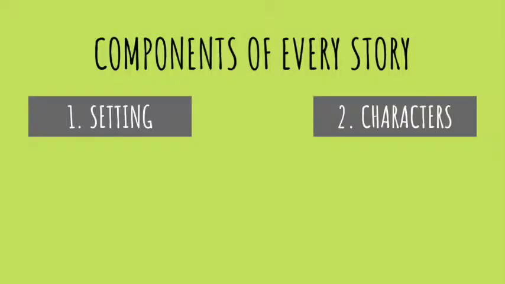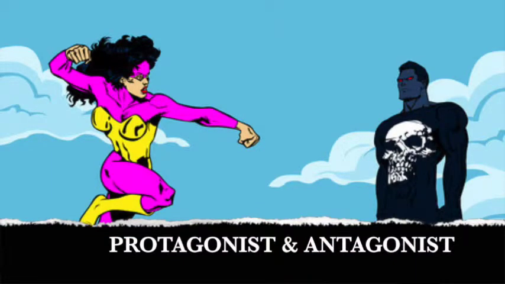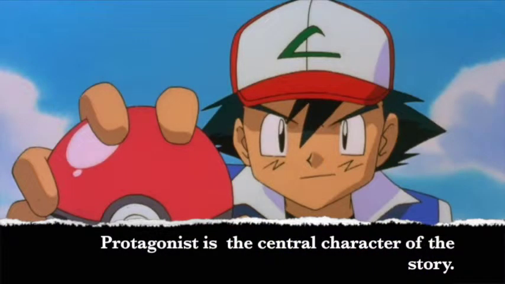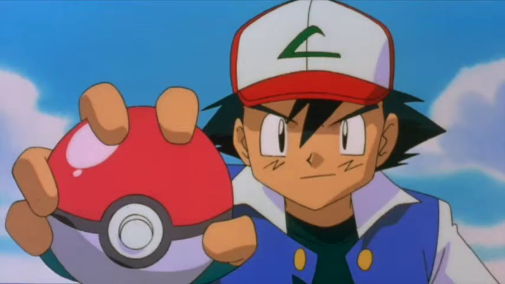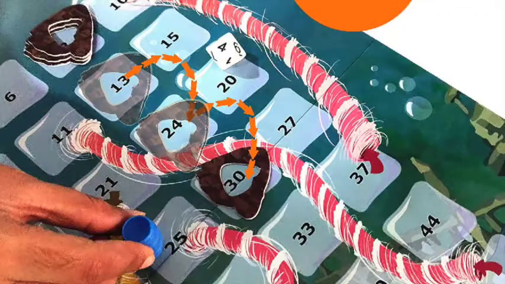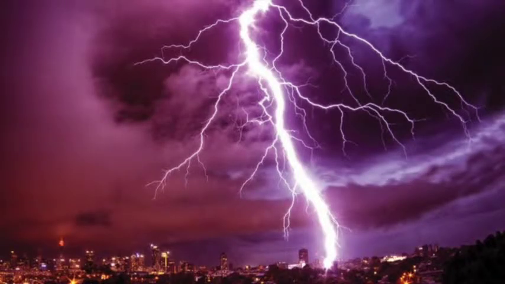The second component is characters. A good story always has at least two characters. Protagonist, the central character of the story. He or she has a clear goal to accomplish or a conflict to overcome. An antagonist is the one who opposes and creates problems for the protagonist to achieve the desired goals. It can be in the form of a thing or a situation.